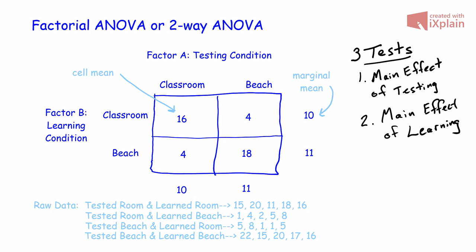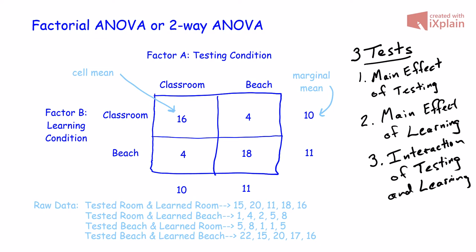the interaction. Now, what makes the factorial ANOVA so important and so useful in research purposes is the fact that it allows you to test for what's called the interaction between factor A and factor B. In real-world situations, things are rarely as simple as there's only one factor that influences people's response. It's usually a multitude of factors. And that's what the interaction allows us to do. We can test how, in this case, learning condition interacts with testing condition.